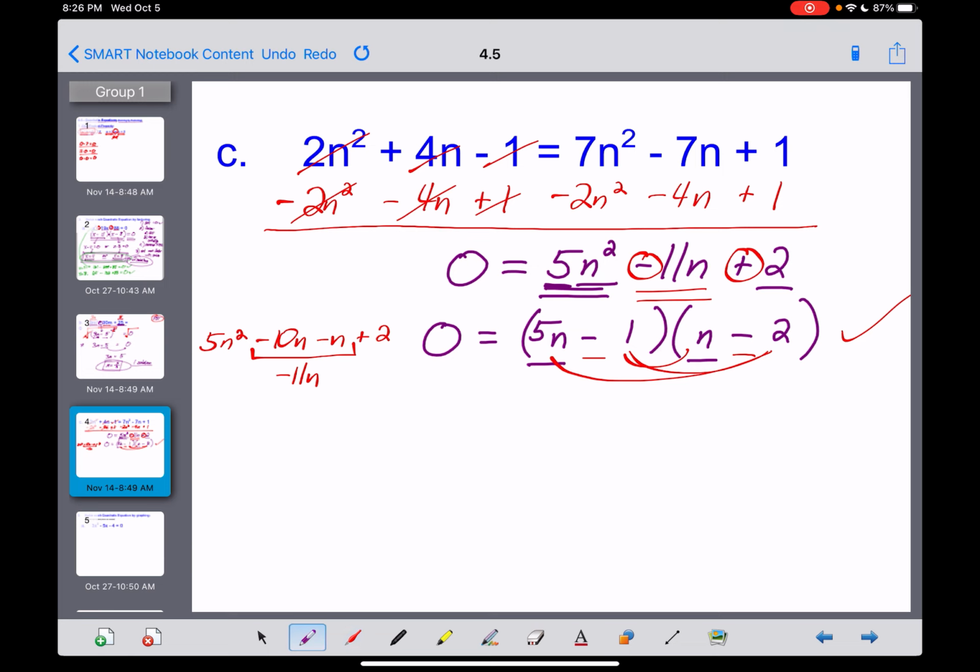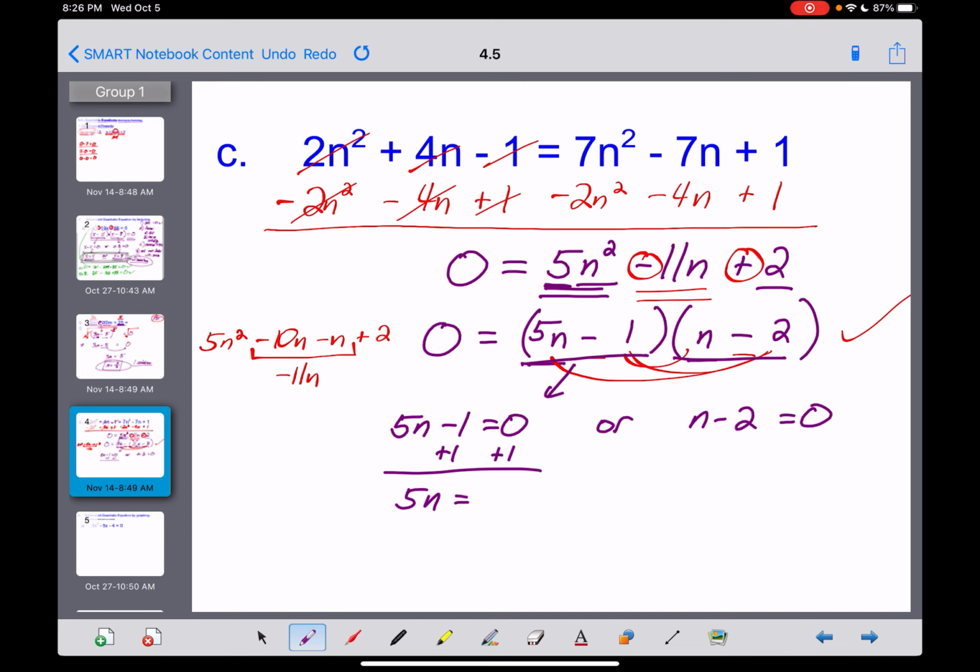Okay, so we factored it. Now we take each factor, a and b, and set each one of them equal to 0 and solve. So 5n minus 1 equals 0, or n minus 2 equals 0. Either one of those will give us a solution. Here, on the left, you're going to add 1 on both sides and get 5n equals 1, and then we're going to divide by 5, and the answer's staring you right in the face.